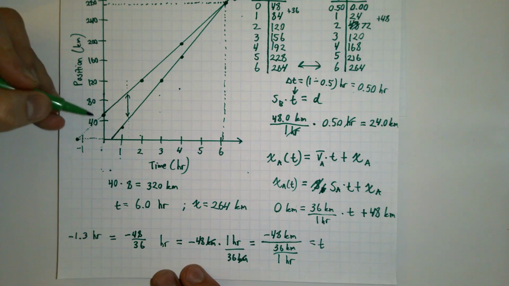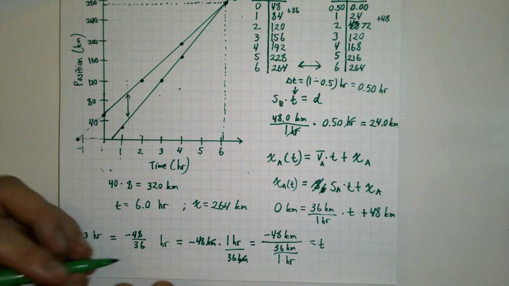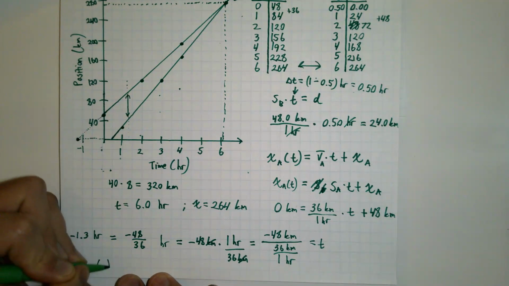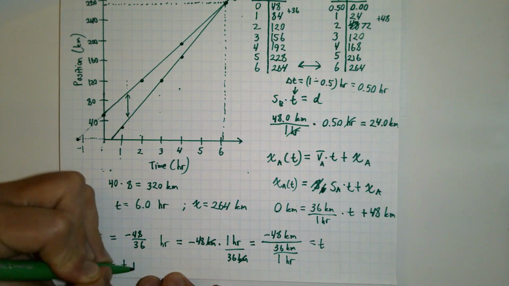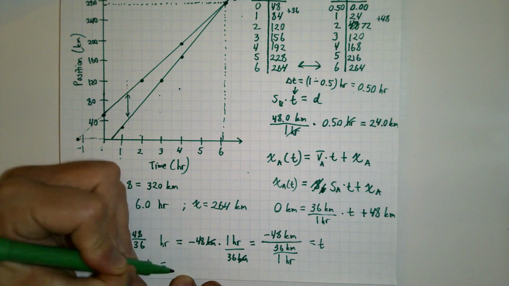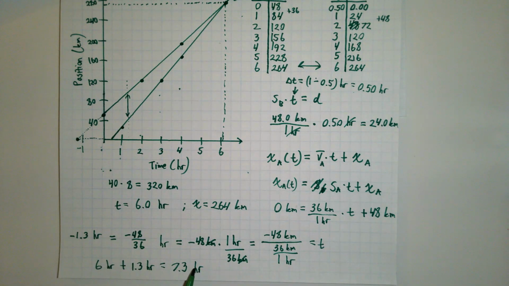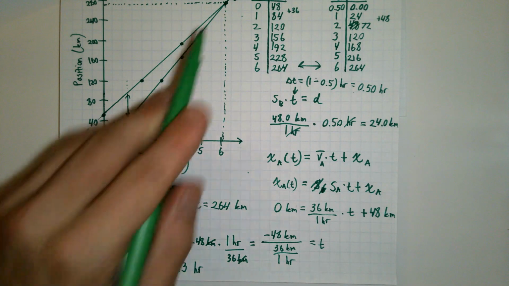So the total amount of time would be from this point all the way to the point at which they intersect, which is 6 hours, plus the 1.3 hours before the time began. So we get 7.3 hours as the total amount of time that car A had been moving from the reference point of 0 before he intersected with car B.